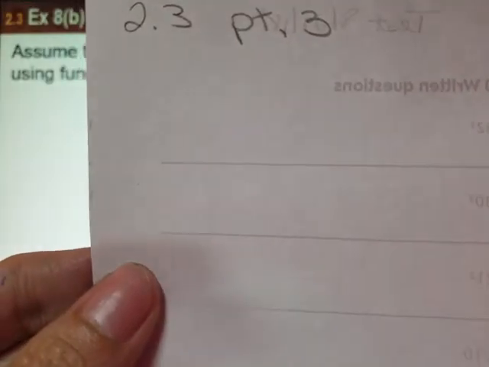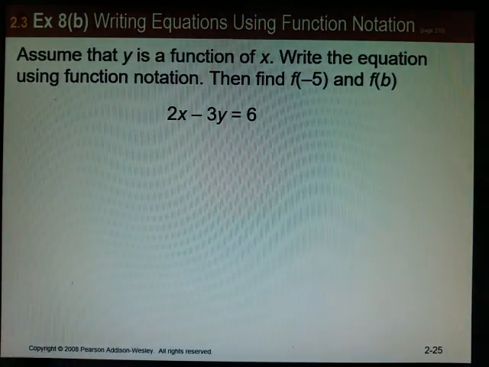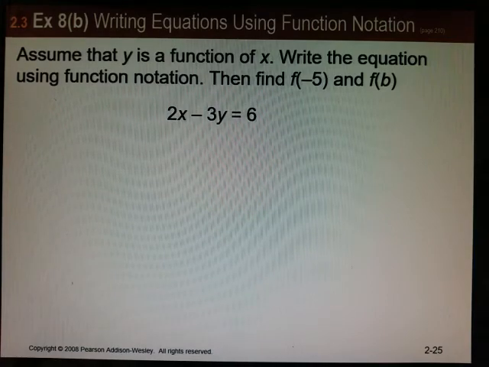College Algebra 2.3 Part 3. So this is saying assume that y is a function of x. Write the equation using function notation. Function notation, you guys, for most of you, is just going to be a fancy f of x. So that means I need to solve for y.